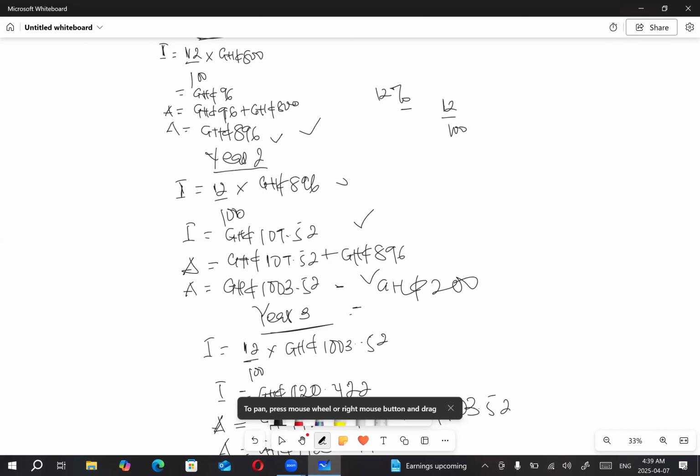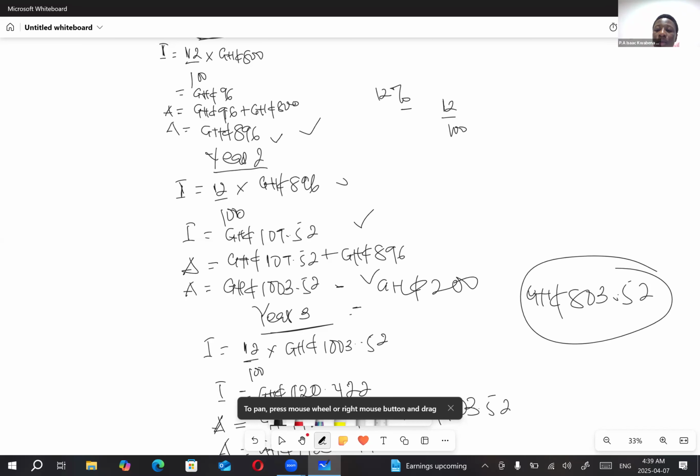803.52. Yes. So his new money was 1,003, but they said he came to withdraw 200. So he's left with 803.52, right? Yeah. So this is new money now. So for year 3, if you calculate the interest at 12% of his money, it will be 12% of 803.52. This is what you carry on with.